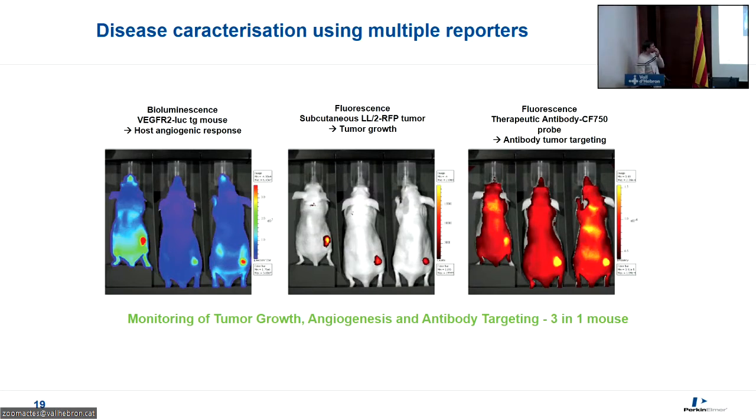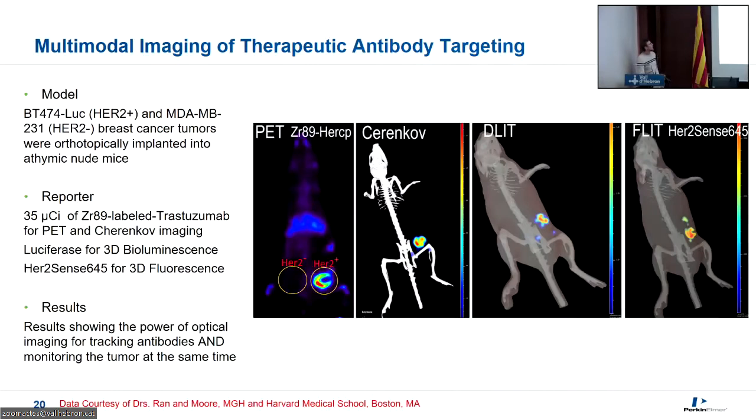So we could follow tumor growth using a fluorescent protein, and bioluminescence to visualize the host angiogenic response. And here we use again an antibody which is grafted with a dye at 750 nanometer to see if we can target the tumor. And we can see a good target efficiency here using this antibody. So again, the same animals, and we have 3 outputs using 3 different reporters.